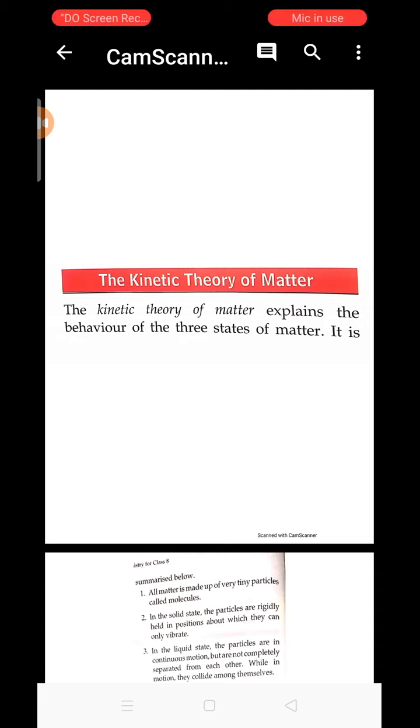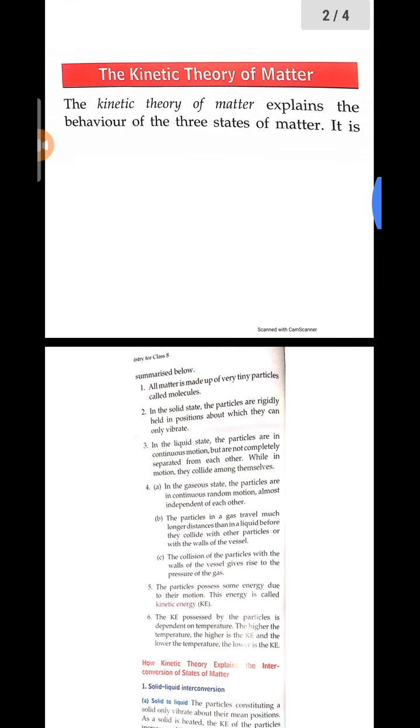So shall we start? The kinetic theory of matter. The kinetic theory of matter explains the behavior of the three states of matter. What does the kinetic theory of matter explain? The behavior of the three states of matter, what type of behavior they have, and that is summarized below. All matter is made up of very tiny particles called molecules. As we know, all matter is made up of tiny substances called molecules.